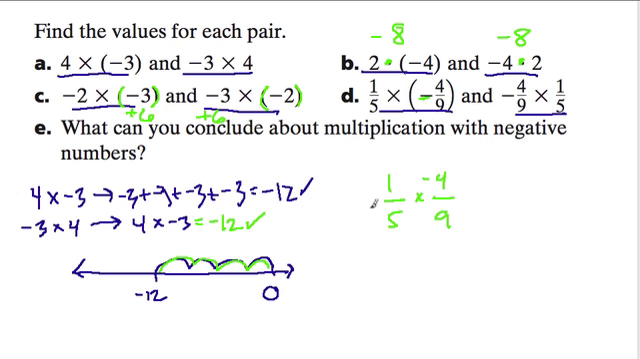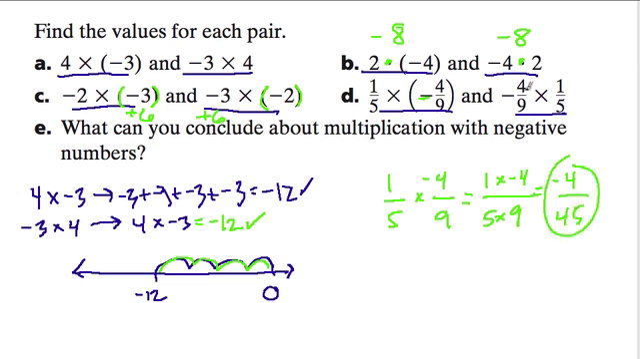So let's put it with the 4 on the numerator. I like to do that. Keeps it simple for me. And now we have 1 times negative 4, and then 5 times a positive 9, right? We apply the negative value to the negative 4. And this time we get negative 4 over 45.